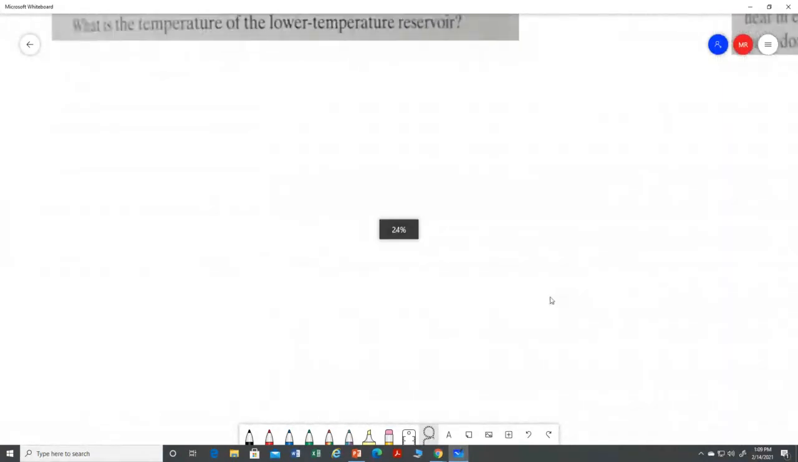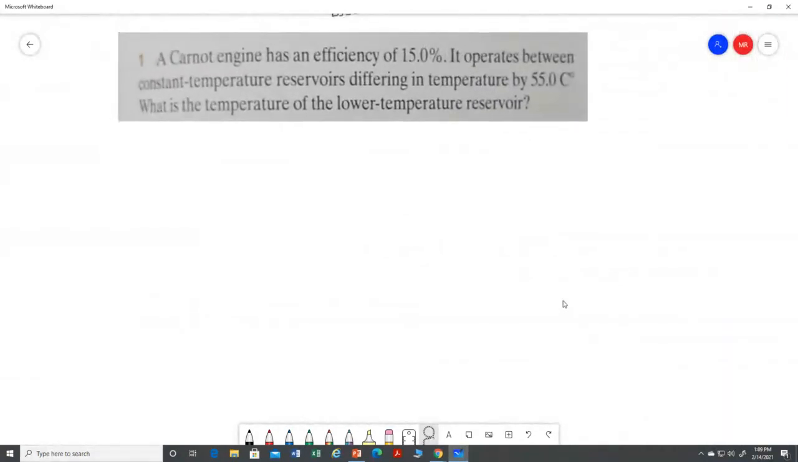Okay, my dear, I need the answer from your side. This is the first question. Could you please tell me whether this question is related with engine or refrigerator? Engine. Engine, am I right? Okay, now what is the formula for engine?